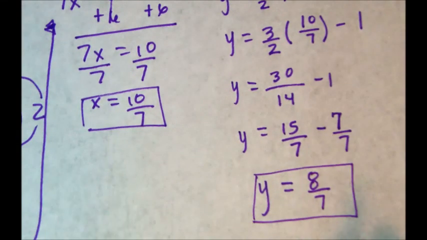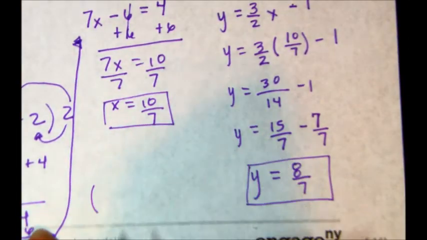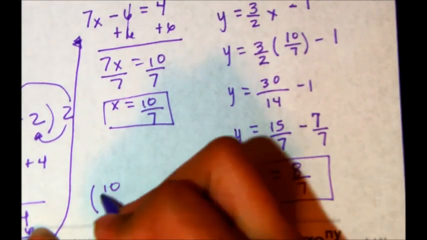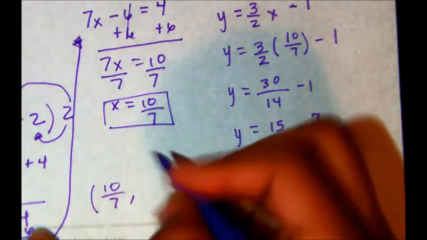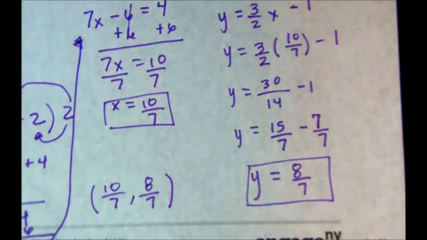What's the solution to this system of linear equations? The solution to this system of linear equations is 10 over 7 and 8 over 7.